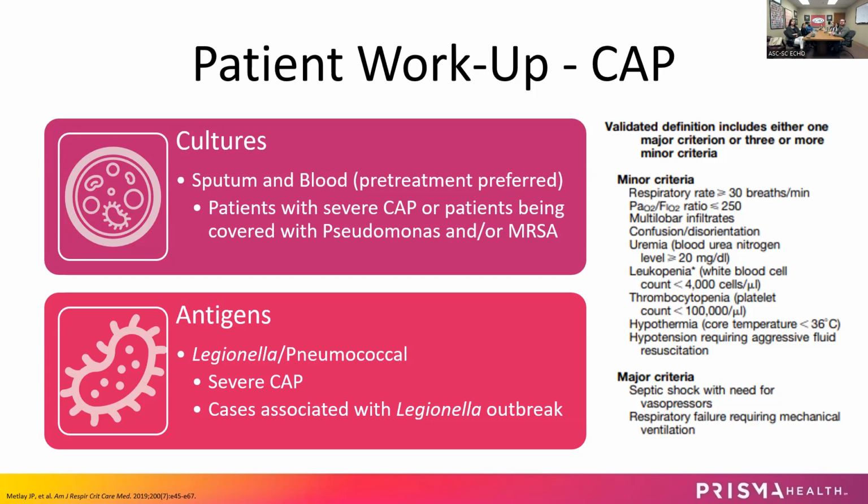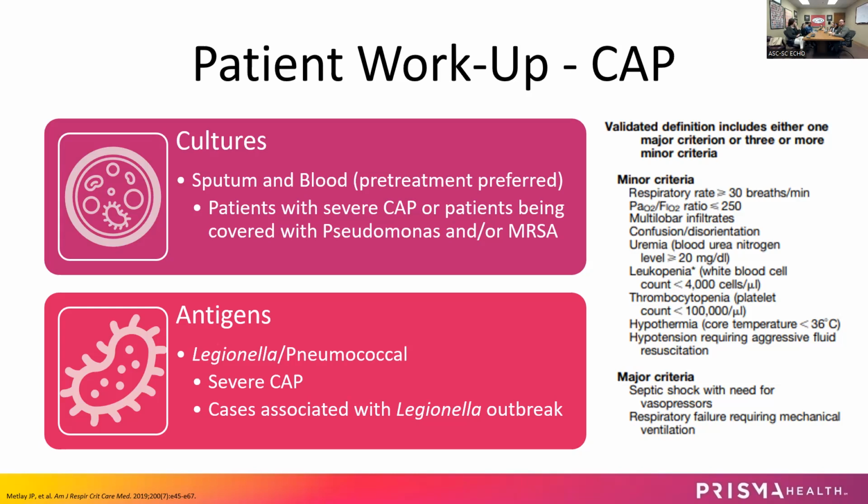So for those inpatients with severe pneumonia, they recommend getting sputum and blood cultures, and all of the patients with severe CAP, which if you look at the image to the right here, there's some criteria. You can either meet one of the major criteria or 3 or more of those minor criteria, and I won't read them out to you. In order to be considered severe CAP, all of those patients should have cultures drawn.